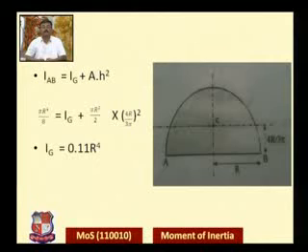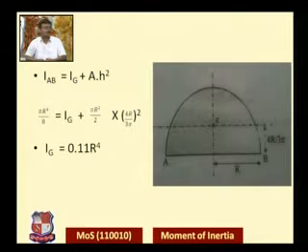AB, that is the MI of the semicircular section along the AB, or we can say along the x-axis. So we have just found that value and you substitute it. Finally you will get the answer. The moment of inertia of the semicircular section about the centroidal axis is equal to 0.11 r raised to 4.